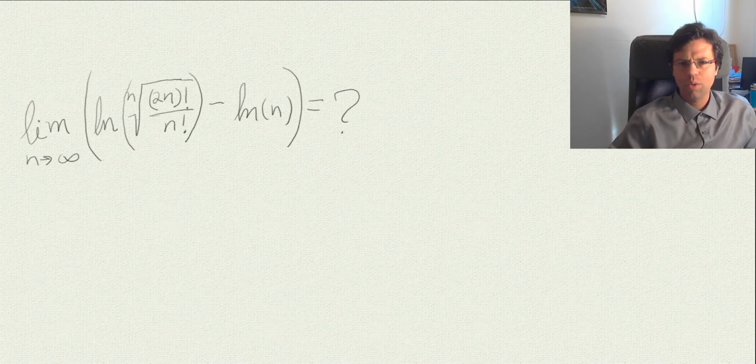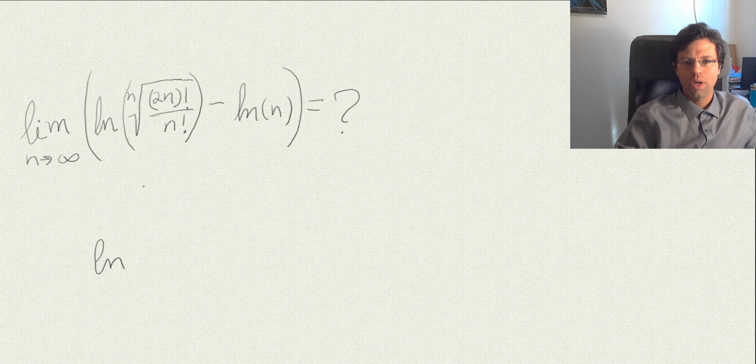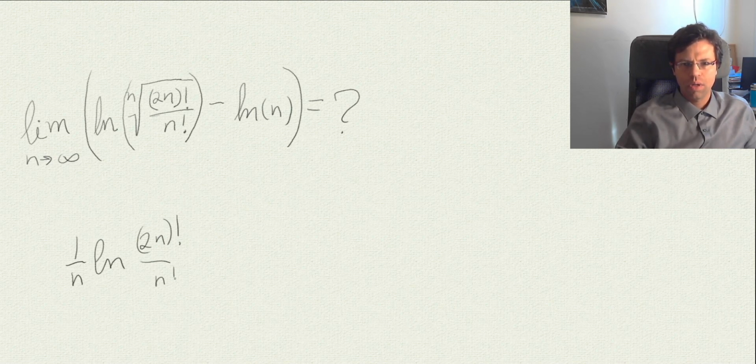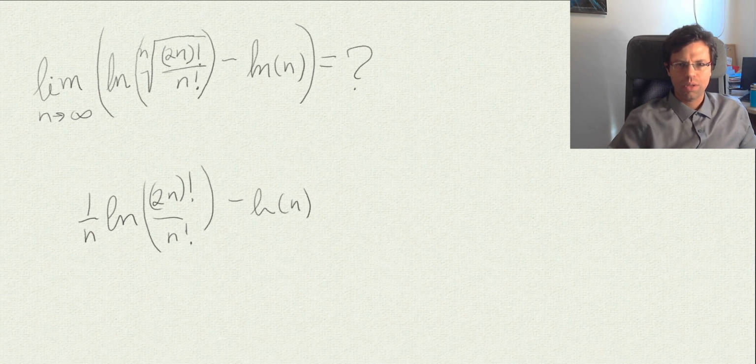So first of all, we have this natural logarithm of the nth root, which is like this to the power of 1 over n. So this 1 over n can descend over here, and then we have here (2n)! over n!. Okay, so this is it, and then we have this minus the natural logarithm of n. We'll now try to develop this expression, and then eventually we'll bring the limit over here.